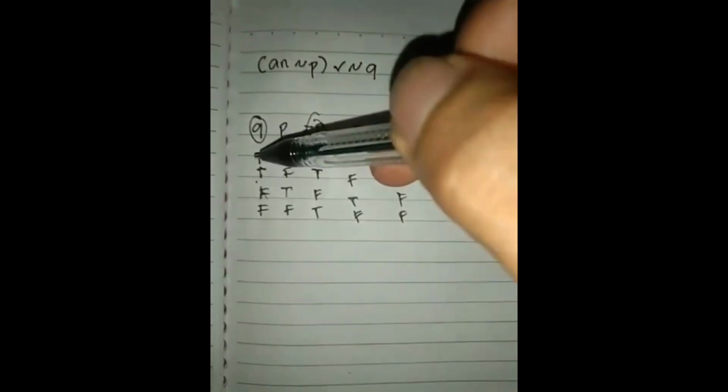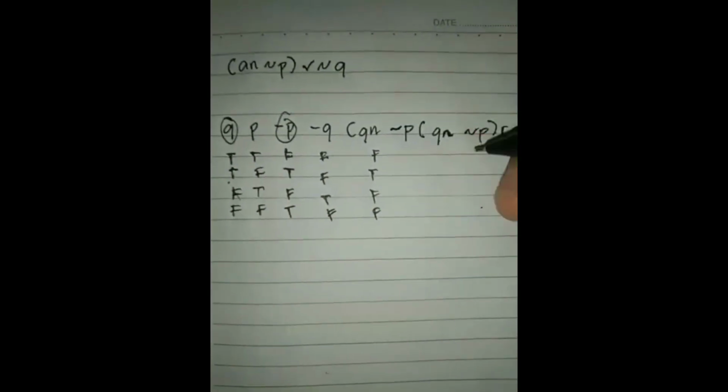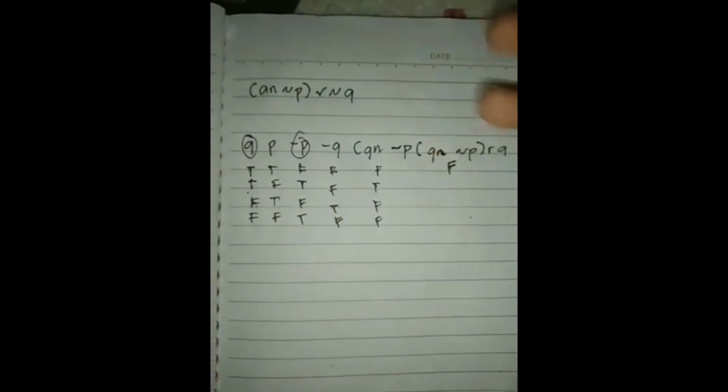Then, paano naman siya ilagay dito sa Q and not P. So, dito naman, true, false, magiging false siya, false, and then true, true, so magiging true siya, pareho sila, F, F, so true pa rin, F, F, true pa rin. So, yun yung explanation niya.